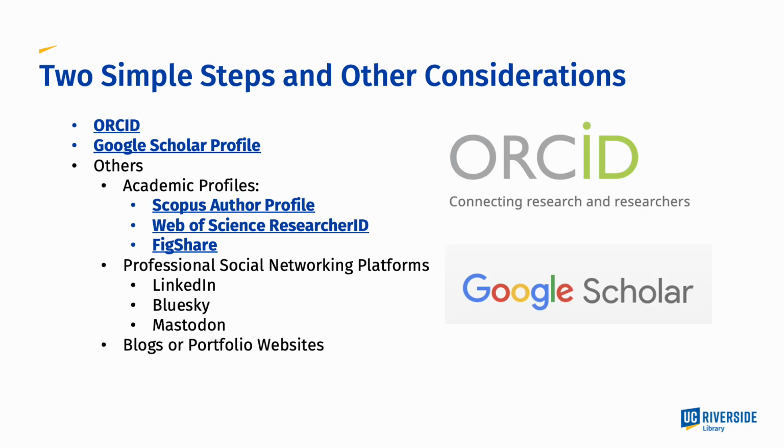How can you get started? There are 2 simple steps and some considerations. First, you need to have an Open Research and Contributor ID. It's often called ORCID. Second, you need to set up your Google Scholar profile. We will also discuss author profiles on Scopus, Web of Science, and Figshare. Other considerations include using social networking platforms professionally.